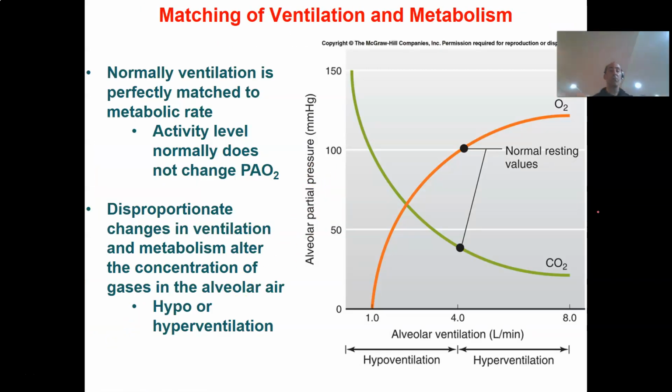We also mentioned the matching of cardiac output, Q dot, and ventilation, minute ventilation, V dot, and how they need to be matched. So you want to make sure that the cardiac output matches the ventilation and vice versa, so that you have enough oxygen coming in and enough CO2 being eliminated to maintain homeostasis.